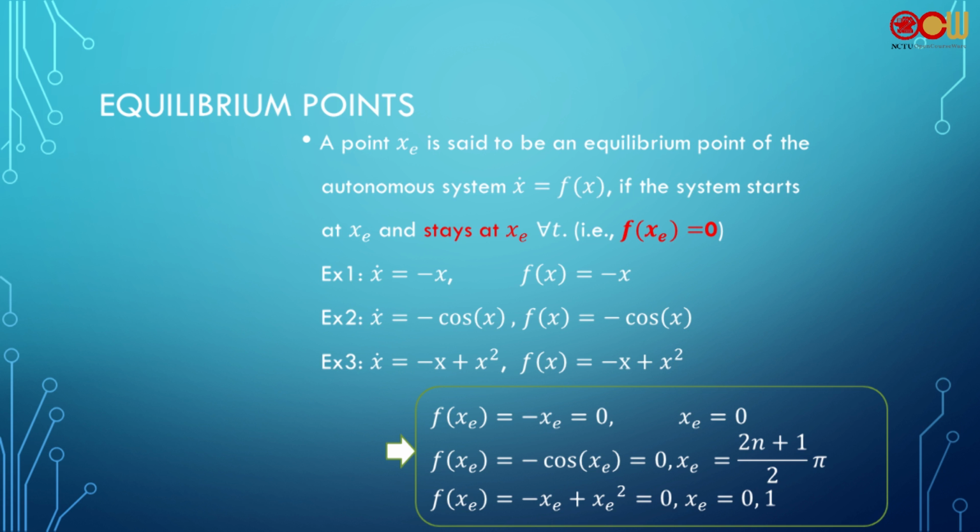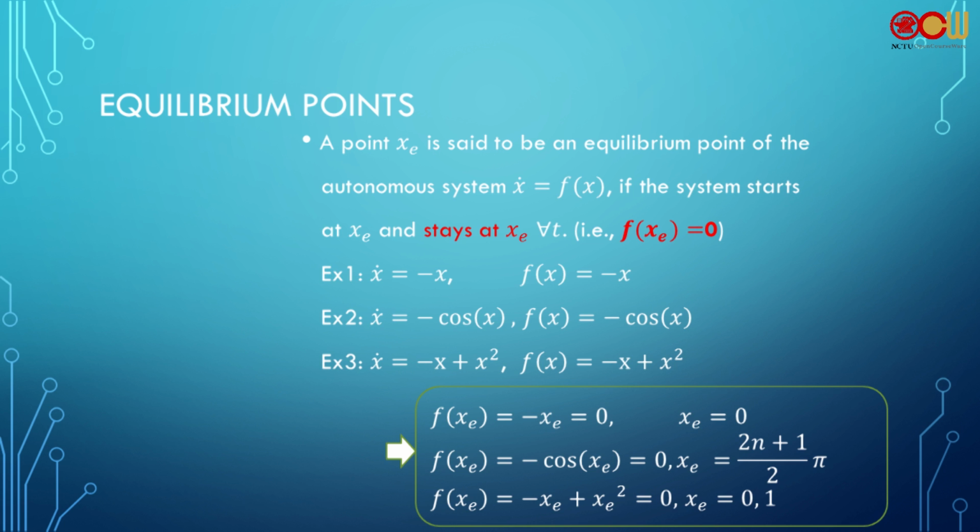The first example: here you can see a first order differential equation. It's a linear ODE. Given this system, you should be able to determine where the equilibrium points are. According to this definition, the equilibrium point xe is the point that satisfies this equation. So what is f? f is whatever is on the right hand side of the equation, and the left hand side is x dot. In the first example, f(x) will be this part.